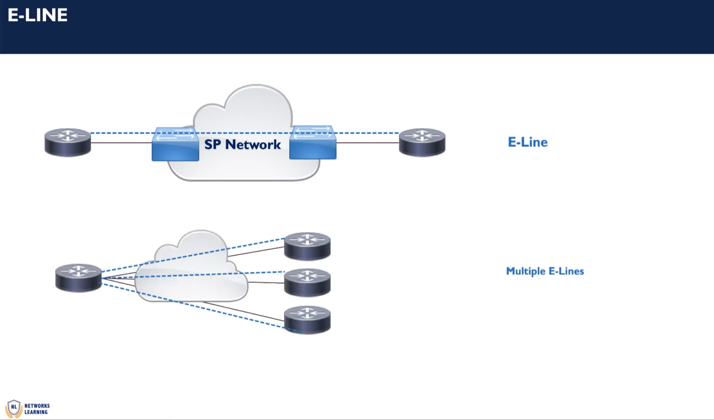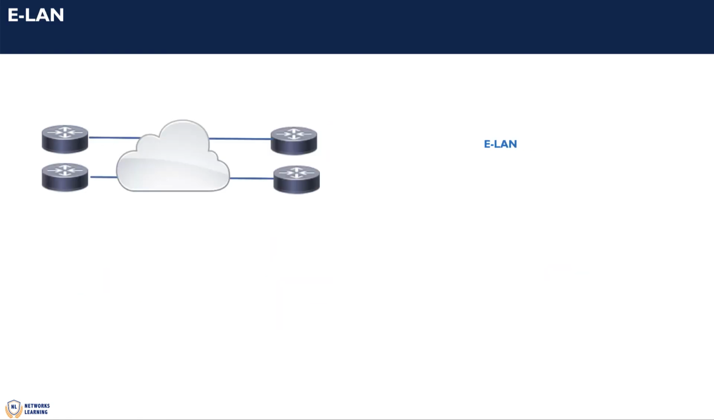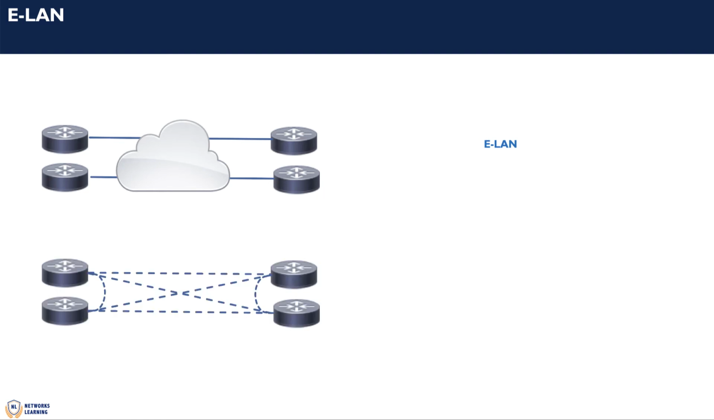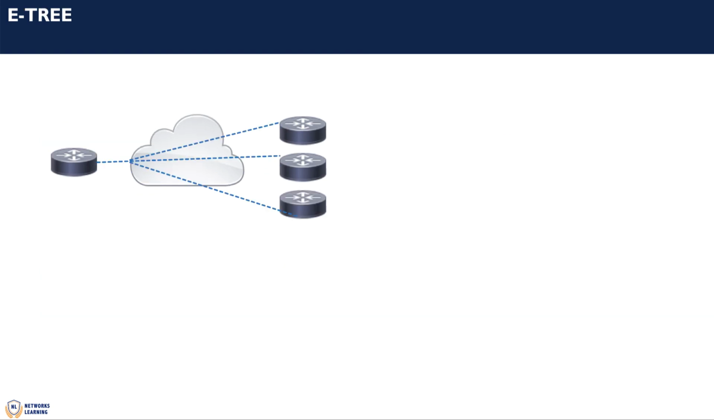Multiple E-lines. This is back again to the hub and spoke topology, where the branches on the right connect to a central location on the left and the branches cannot communicate with each other. If they want to communicate, it will have to be through the central site. And then we have E-LAN, where every site is connected to the service provider's cloud and every site can communicate with every other location. Then we have E-tree. In this setup, the router on the left is the E-tree root and the branches are E-tree leaves. This is a hub and spoke topology.